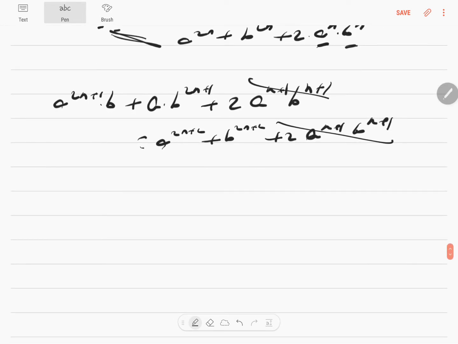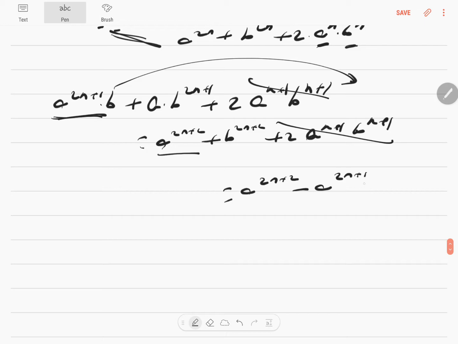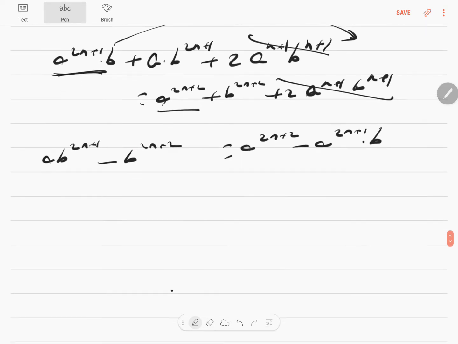So, as I said, you can consolidate the lowest power. Can you see this is a to the power 2n plus 2 and this is a to the power 2n plus 1. So we can move this to the right side. So we will get a to the power 2n plus 2 minus a to the power 2n plus 1 into b, equals a into b to the power 2n plus 1 minus b to the power 2n plus 2. Now, what is the lowest power? You can take it out common. b to the power 2n plus 1 is common, it will become a minus b.